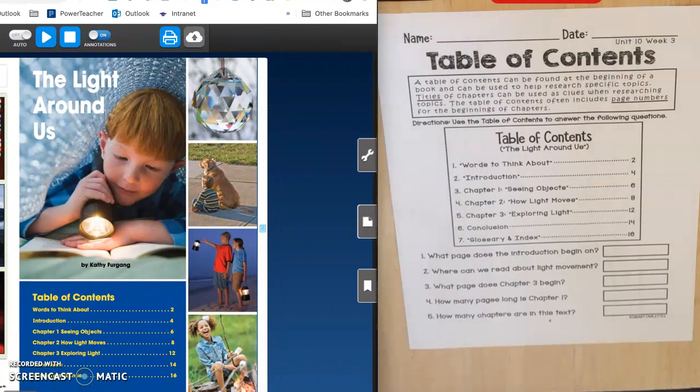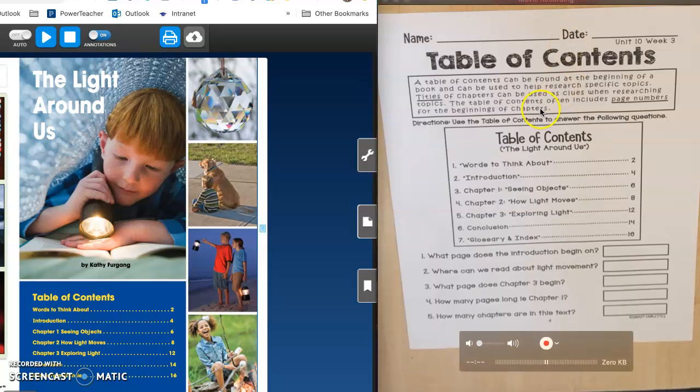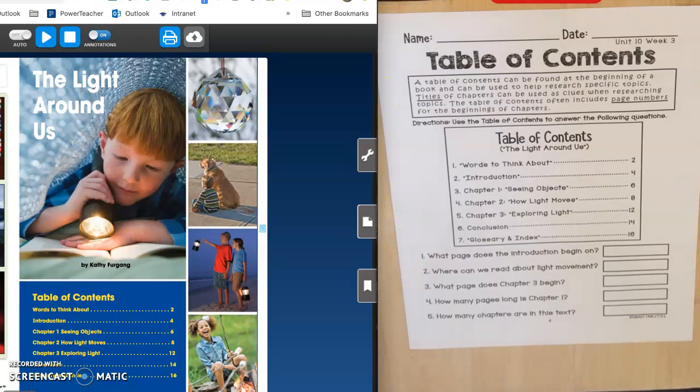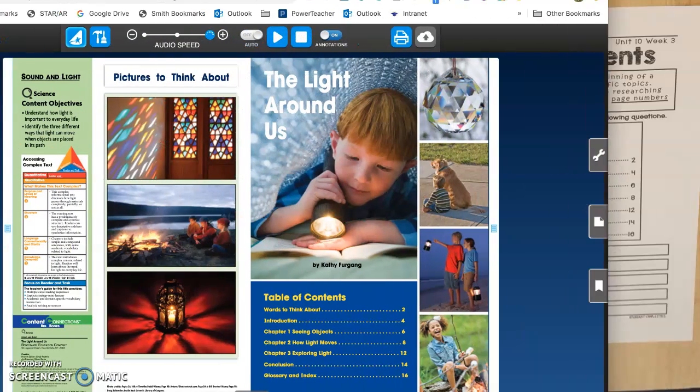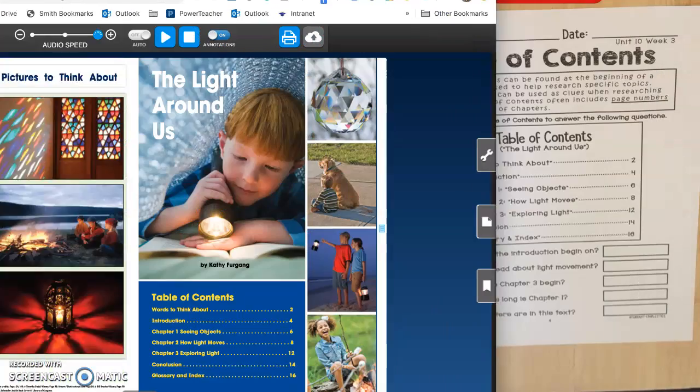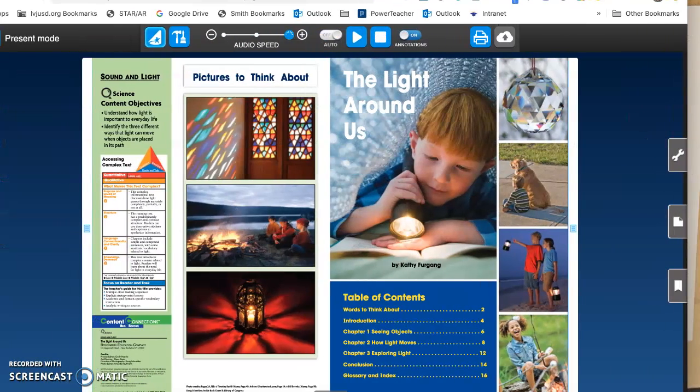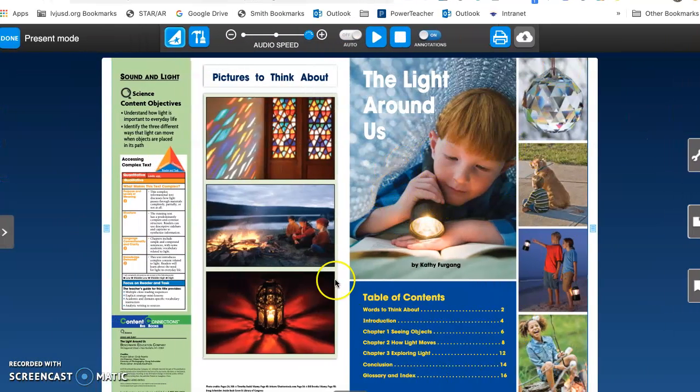Well, that looks like this. It's page 4. We're not going to do all of this together, but I'll show you the first 2 and how you can use the table of contents to help you answer the questions. Okay, but first I'm going to ask you some questions that are not on this sheet to get you thinking about how this important feature can help you when you're reading information texts.